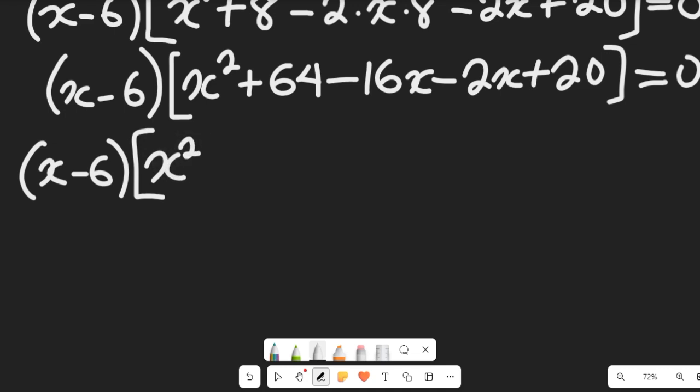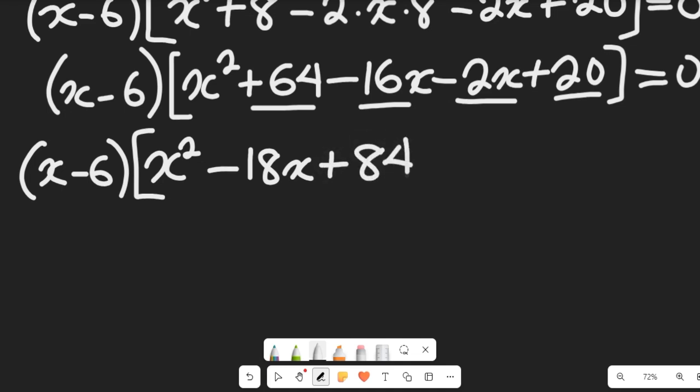We're going to have plus 64 plus 20, which gives us plus 84. Minus 16x minus 2x gives us minus 18x. Then plus 4 plus 64 plus 20 gives us plus 84, and all of these will be equal to 0. So we have two expressions, that is the zero product rule.